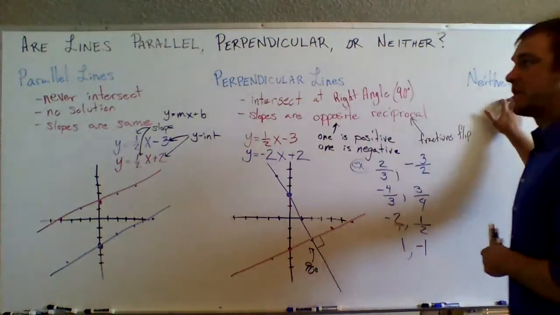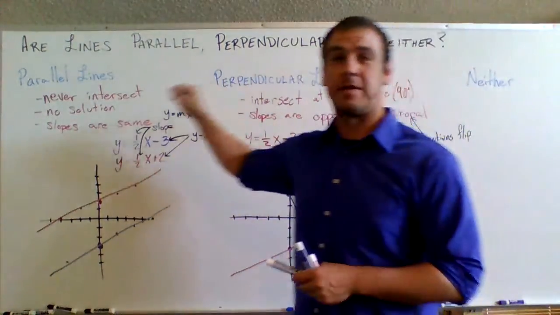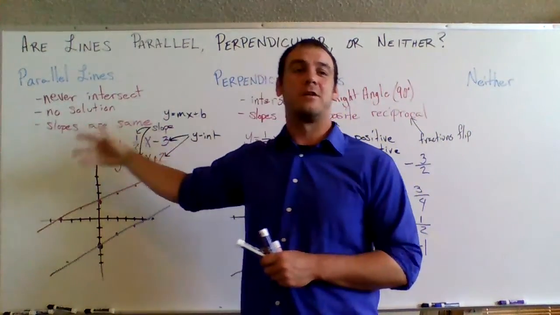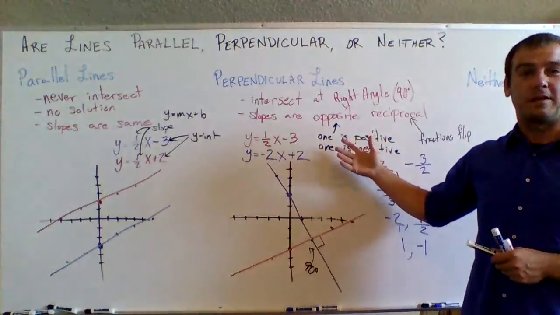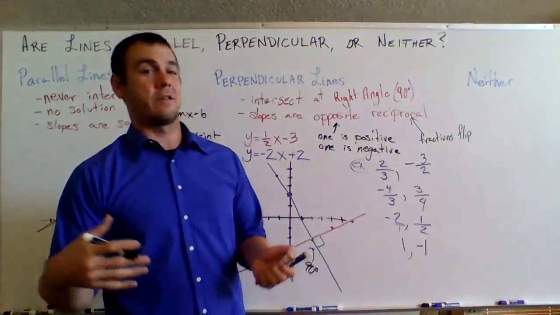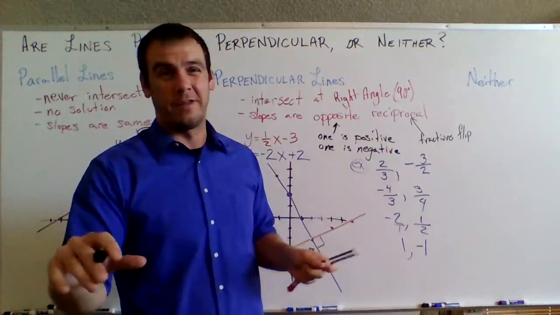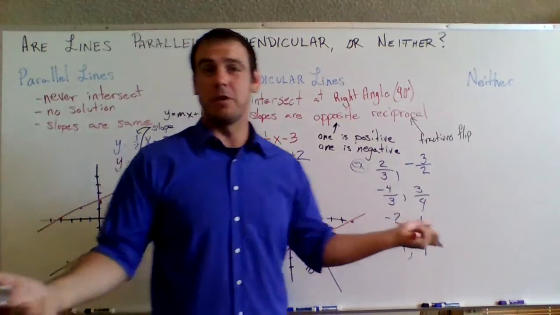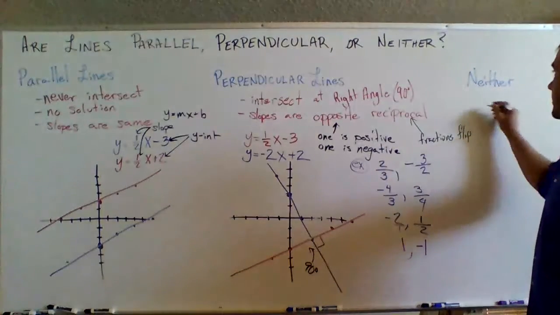All right, let's talk about neither real quick here. So guys, understand, if our slopes are the same exact number, then they're going to be parallel. If they're opposite reciprocals, then they're perpendicular. If they're anything else, basically a negative sign is off, or one small tiny number, or they could be completely different numbers, anything else is going to be neither.